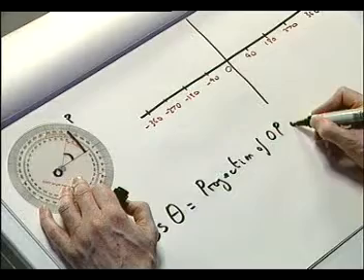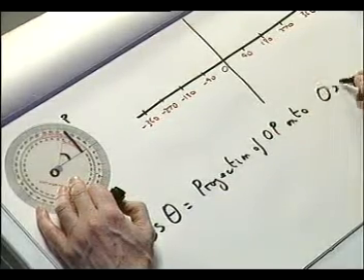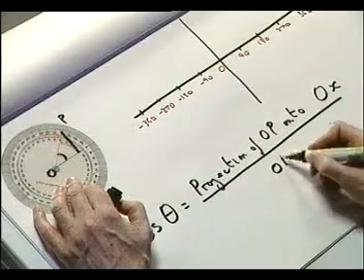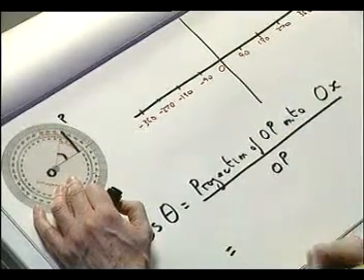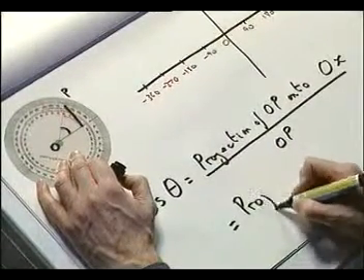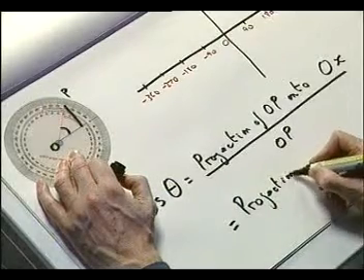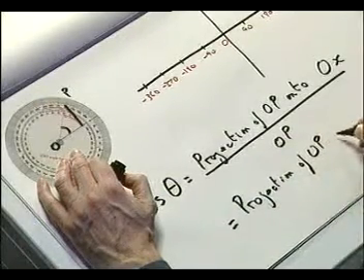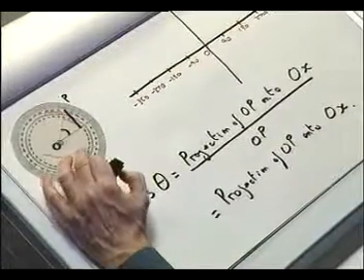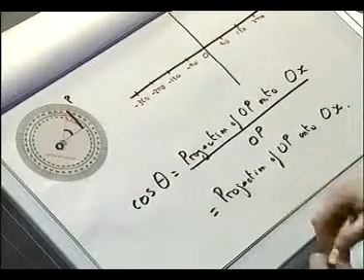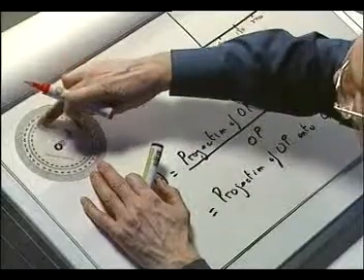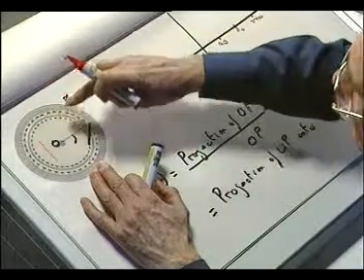of OP onto OX, the x-axis, divided by OP. This is a unit circle, so OP is 1. So cos theta is the projection of OP onto OX. And now we need to look at that and see how that grows and varies as we rotate around. So we start with 0.